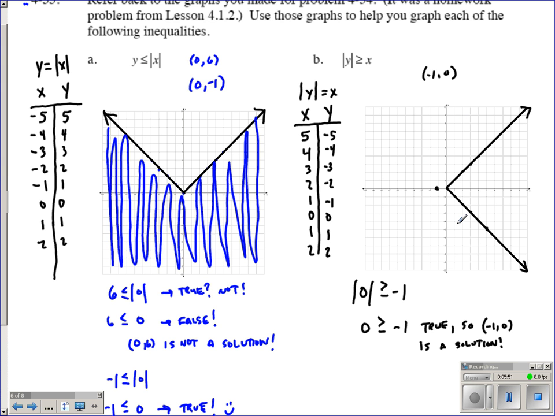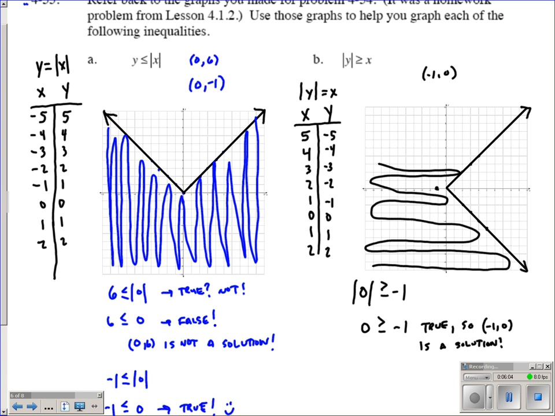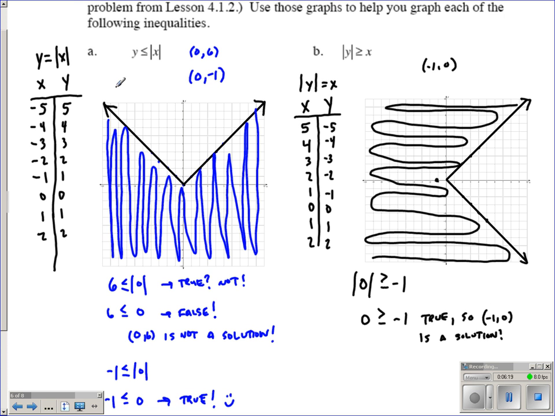The ones on this side, if you plug them in over here, these ones will be false. So here is our solutions represented on our graph. I'm just shading it in. So that means all these are your solutions there. To graph the inequality, we just graph our regular equals, like we have it there, and then we have to figure out which side we need to shade on.